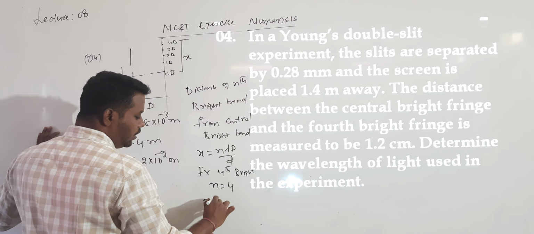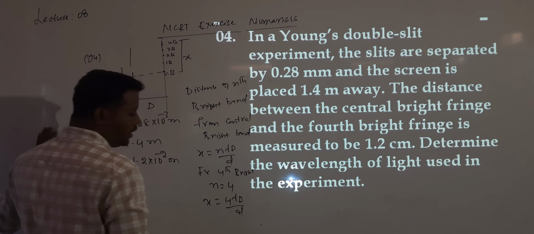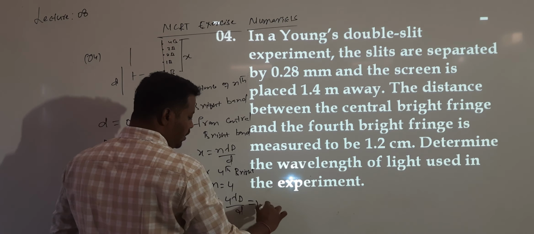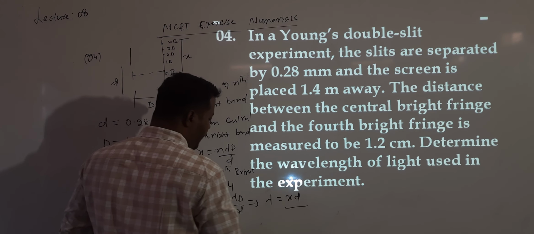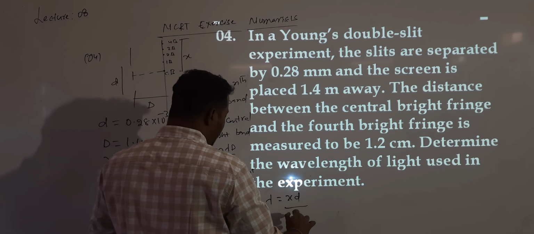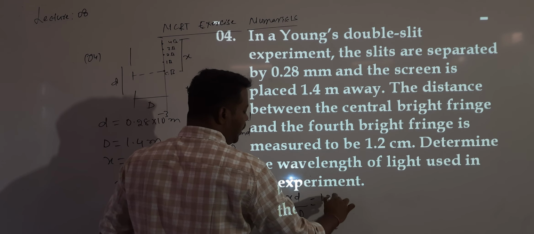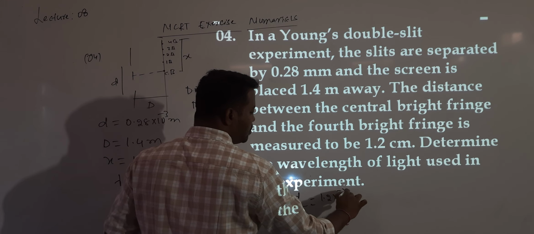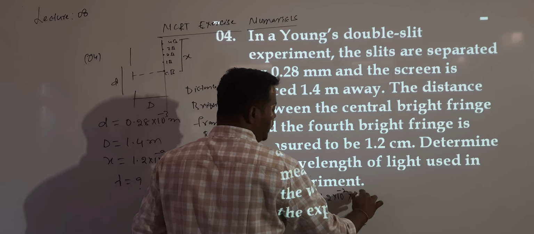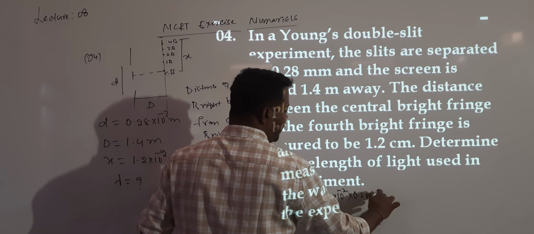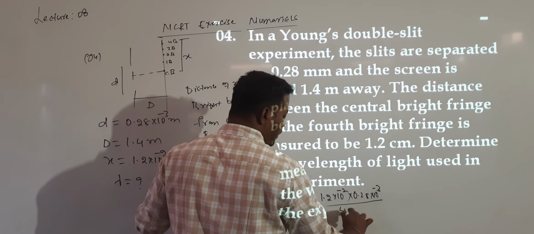When n is equal to 4, x is 4 into lambda into capital D divided by small d, which implies what is the value of lambda? Lambda is x into d divided by 4 into capital D. x value is 1.2 into 10 power minus 2, into small d value, which is 0.28 into 10 power minus 3, divided by 4 into, so what is the capital D value?